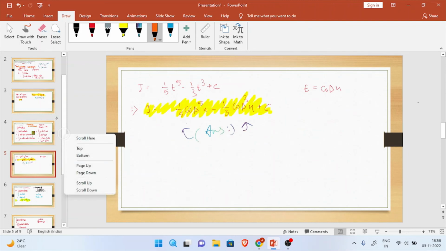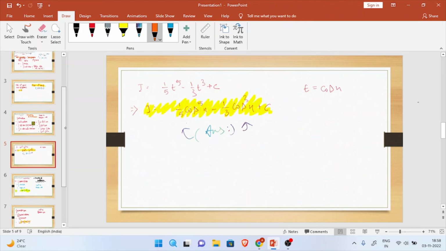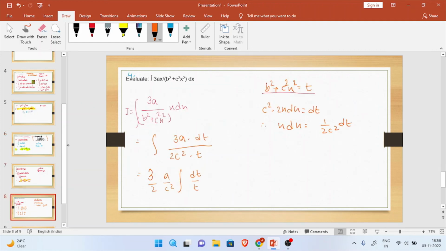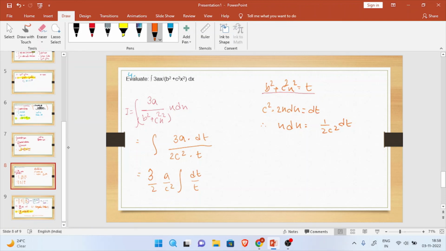And the next one is to integrate it with respect to dx. So this is nothing but also a property of substitution. And the next one is just a simple use of the formulae of integration.